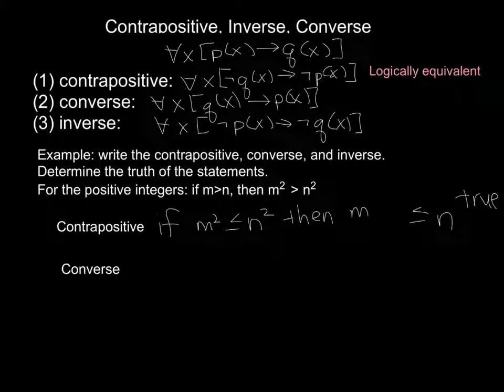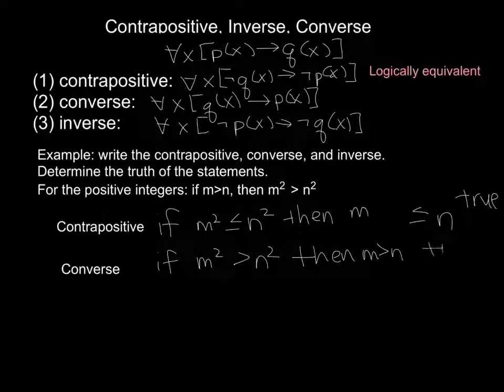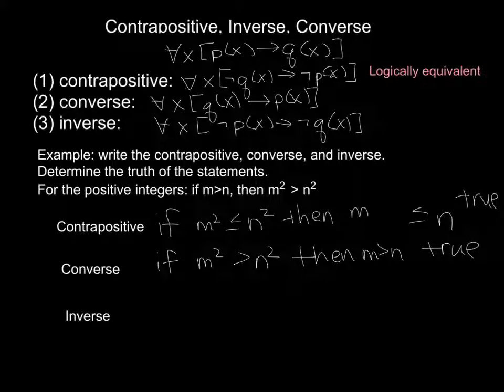Next, we'll do the converse, which says we want the conclusion implies the assumption. So we'll start with the conclusion. If m squared is greater than n squared, then m is greater than n. And we also know this is true, again, from our arithmetic.